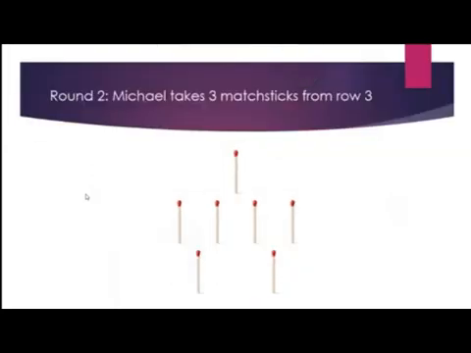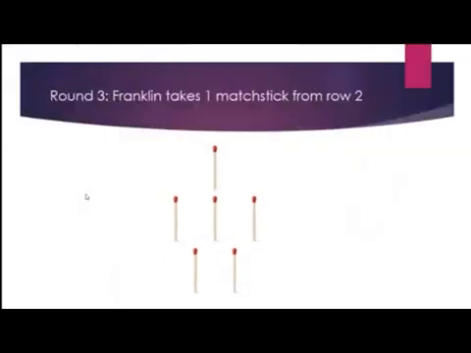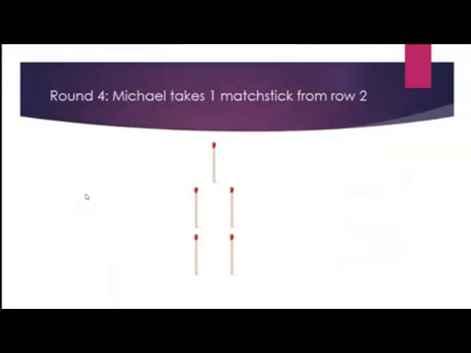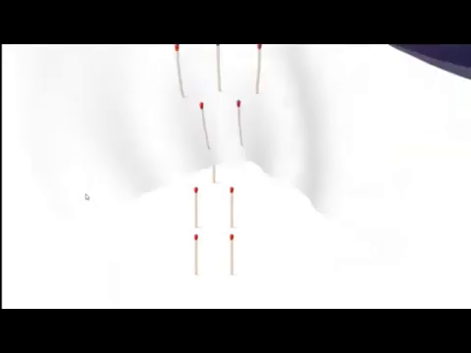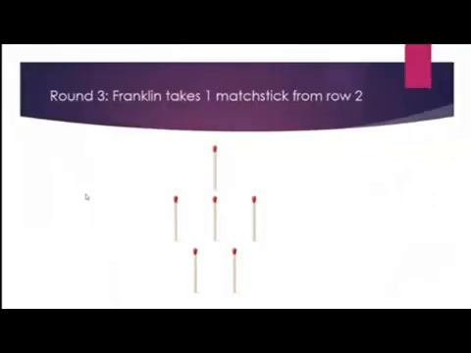Then Michael takes three matchsticks from row three. So like this. Then Franklin takes one matchstick from row two. We're just playing the game. We take one matchstick at a time. Remember, we can take matchsticks only from a single row.